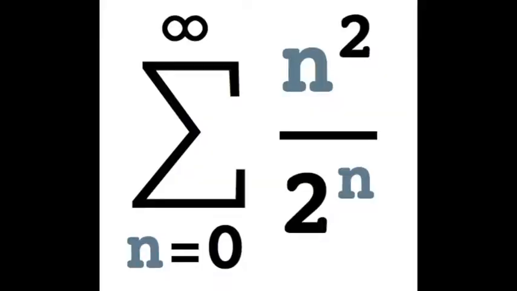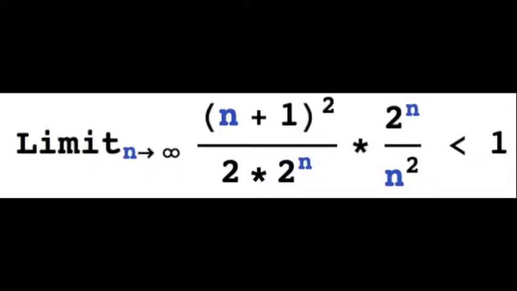This will be our first example. The sum from 0 to infinity of n squared divided by 2 raised to the nth power. The first thing we have to do is put the general term into the formula.